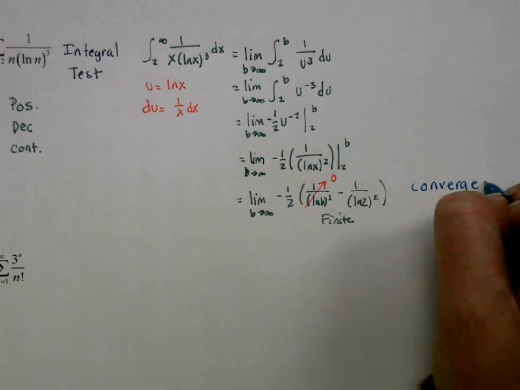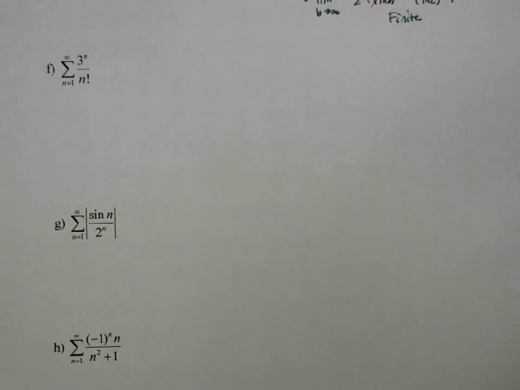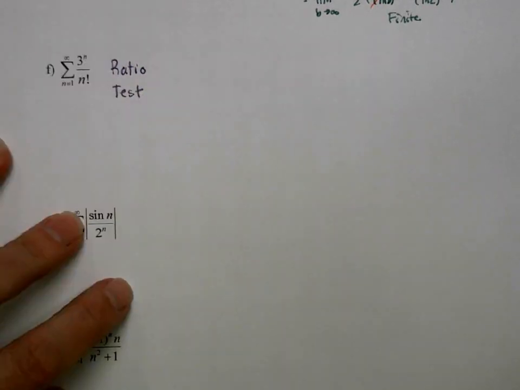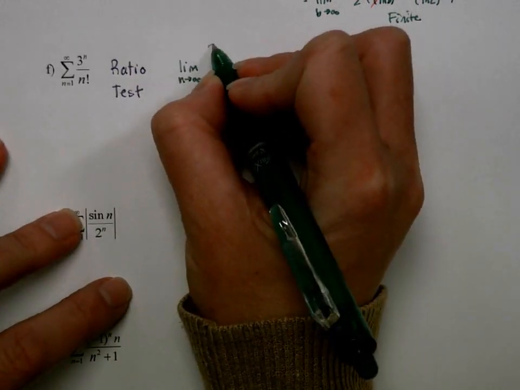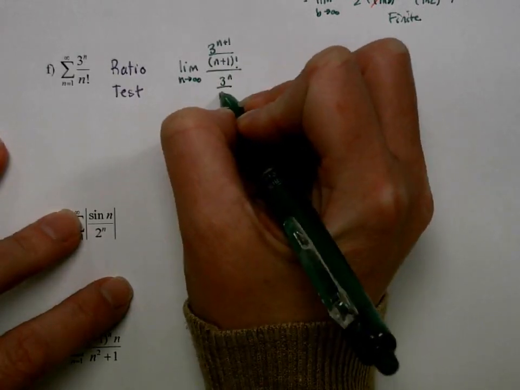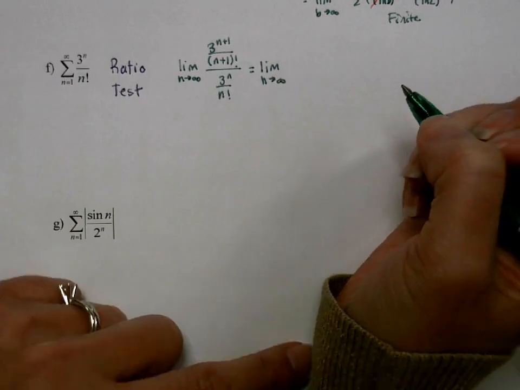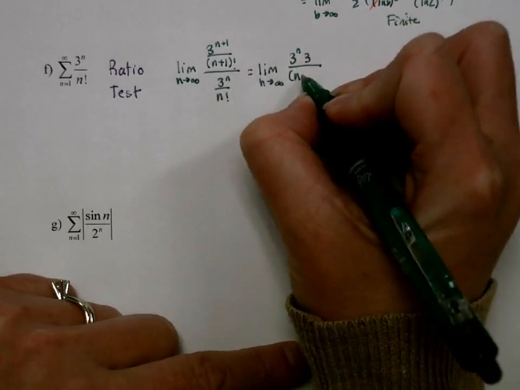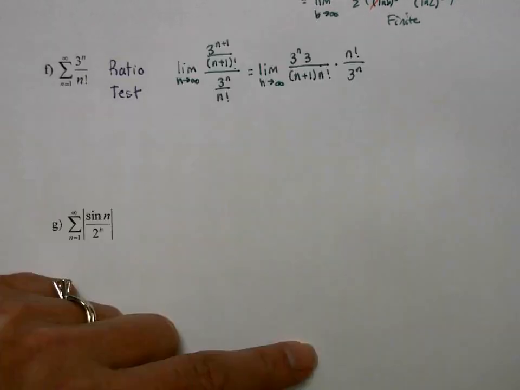Our next one here, anytime you get those exponentials and those factorials, that's saying we want the ratio test. So ratio test, we're looking at the limit as n goes to infinity of the nth plus 1 term over the nth term. And as always, those factorials, those exponentials can be broken down. 3 to the n plus 1 is the same as 3 to the n times 3. N plus 1 factorial is n plus 1 times n factorial. Multiply by the reciprocal. Cross off a bunch of stuff.